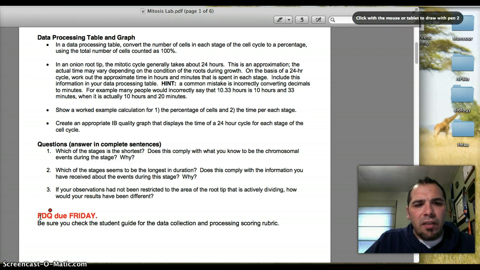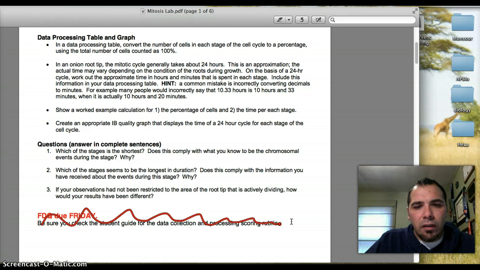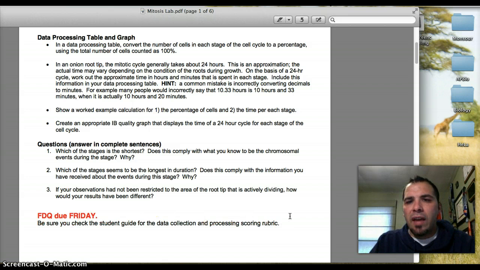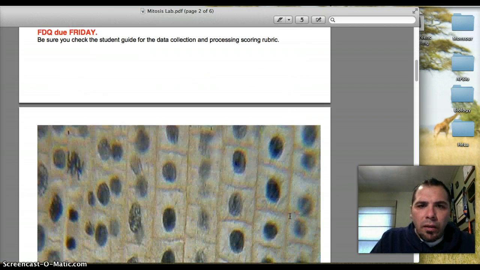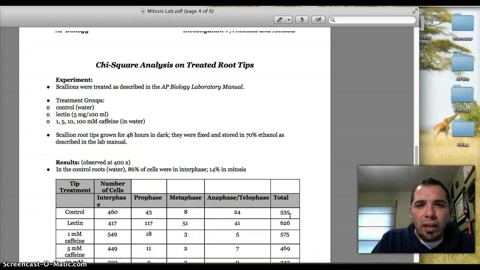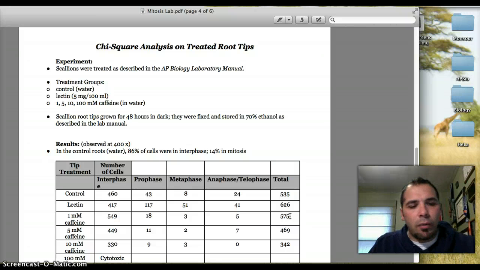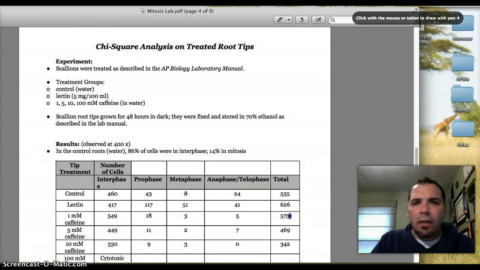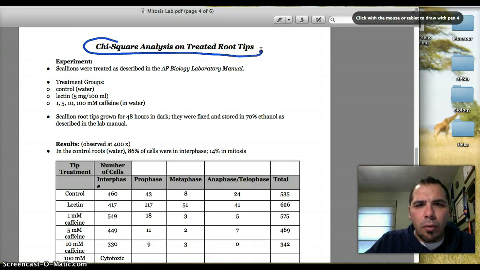Where this says FDQ, those would be like our FRQs due Friday. We're just going to kind of cross that out. So there's that first part. There's your images. This should all be Thursday. So I told him that you should have your data collected and you should have a data table. Thursday starting Friday, this is where you're going to do your chi-square analysis. Now this is actually from the AP Bio lab manual.